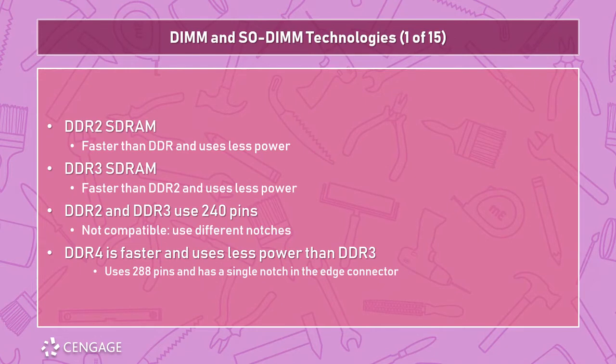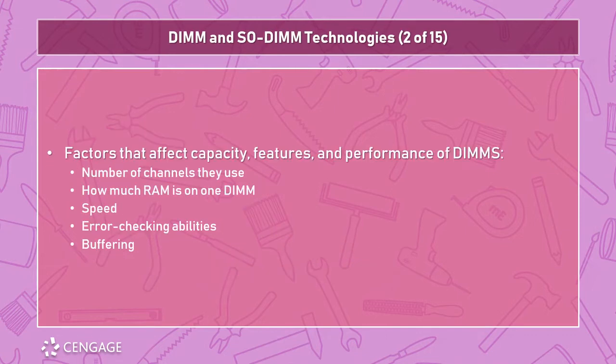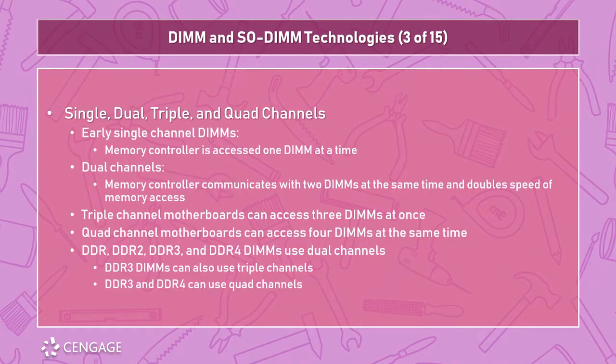Basically, every time a new version of DDR comes out, it is faster and uses less power. They have to make sure people aren't trying to fit new chips in the old slots, so they make them a slightly different size, change the notches, and change the orientation. How do we affect DIMM performance, capacity, and so on? Well, the number of channels they use. We'll talk about channeling in just a moment. Also how much RAM is on one DIMM, or the term that we learned in lab, density. And the speed of the DIMM, and its error checking abilities, as well as buffering for use in server situations.